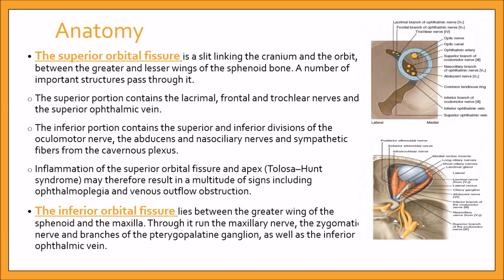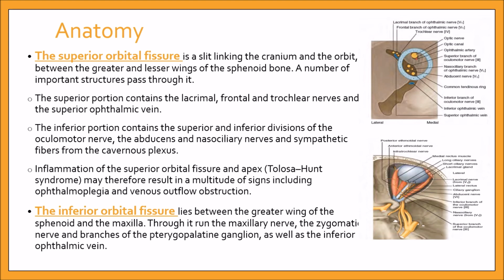Now, the superior orbital fissure is a slit linking the cranium and the orbit. A number of important structures pass through it. It is described in the first figure, and there is a picture of it in the second one. So we will discuss each of them.